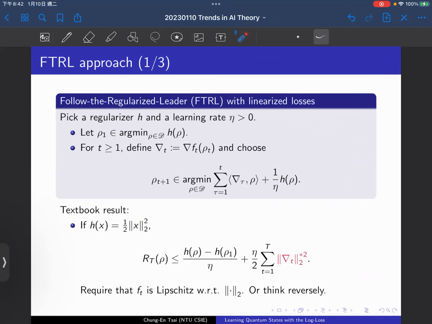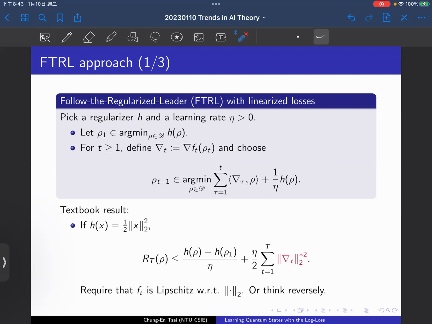So let's recall the FTRL algorithm, FTRL with linearized losses. The algorithm iterates as follows. We need to pick a regularizer H and a learning rate eta positive. Then for the first step, the physicist does not know any information, so it chooses rho 1 to be the minimizer of H.